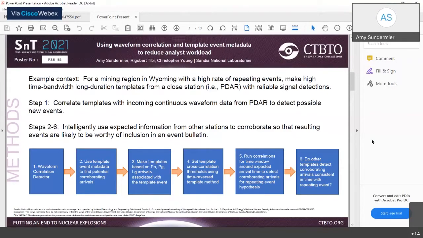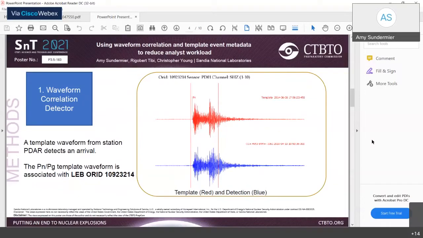So we use the template event metadata to find these potentially corroborating arrivals, because if an event was seen by a group of stations, then a similarly sized event, we are theorizing, should be seen by the same group of stations. So this is the start of the method. We take a detection. Here's an example for this one. This detection was from the LEB. The template was from the LEB origin 109-23214.